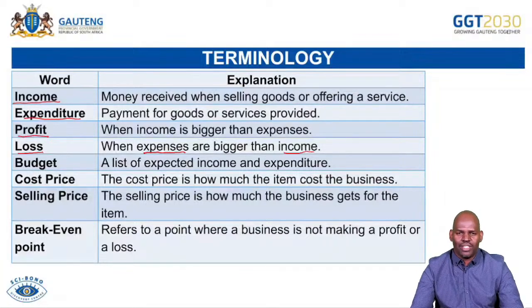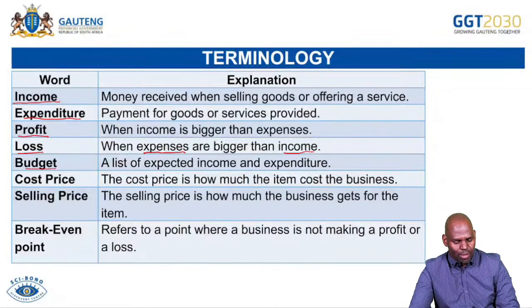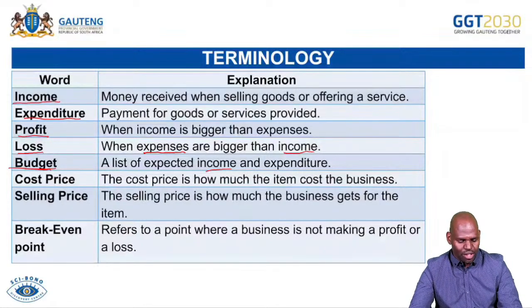And then, of course, budget. You might have heard your parents talking about a budget, or even you yourself, when they give you money, you start planning what you're going to do with the money and so on. In that case, we're talking about a budget. A budget is a list of expected income and expenditure.